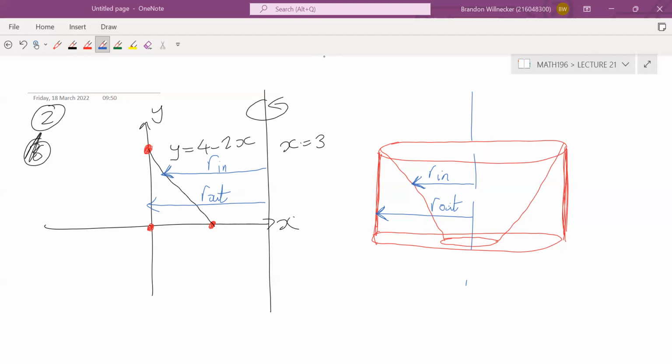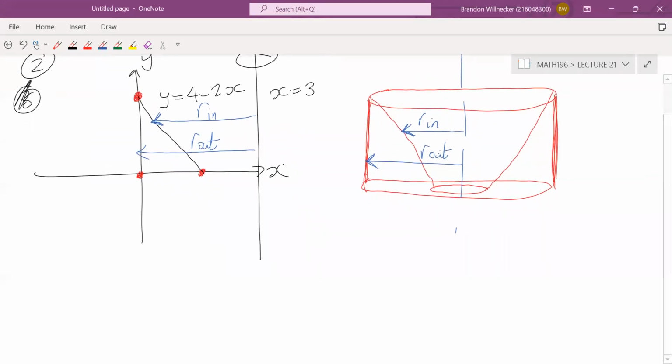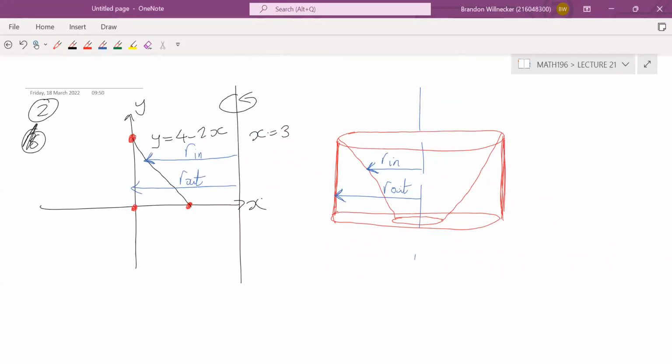Okay, cool. So now we need to work out what these distances are. Now we know that this is at 3, so we're going from 0 to 3. So the outer radius is just 3 because it covers the full distance. So R out is 3.